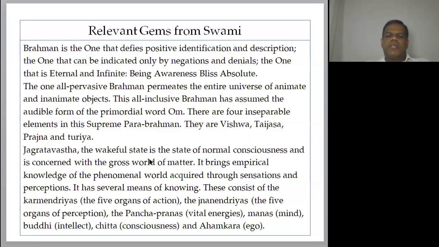Jagratavastha, the wakeful state, is the state of normal consciousness and is concerned with the gross world of matter. It brings empirical knowledge of the phenomenal world acquired through sensations and perceptions. It has several means of knowing. These consist of the karmendriyas, the 5 organs of action, the jnanendriyas, the 5 organs of perception, and panchapranas, vital energies, manas, mind, buddhi, intellect, chitta, consciousness.